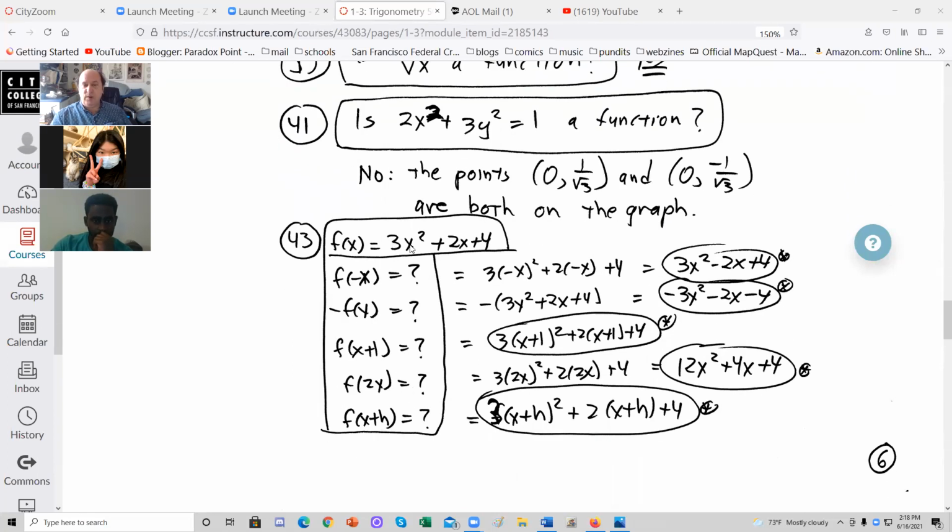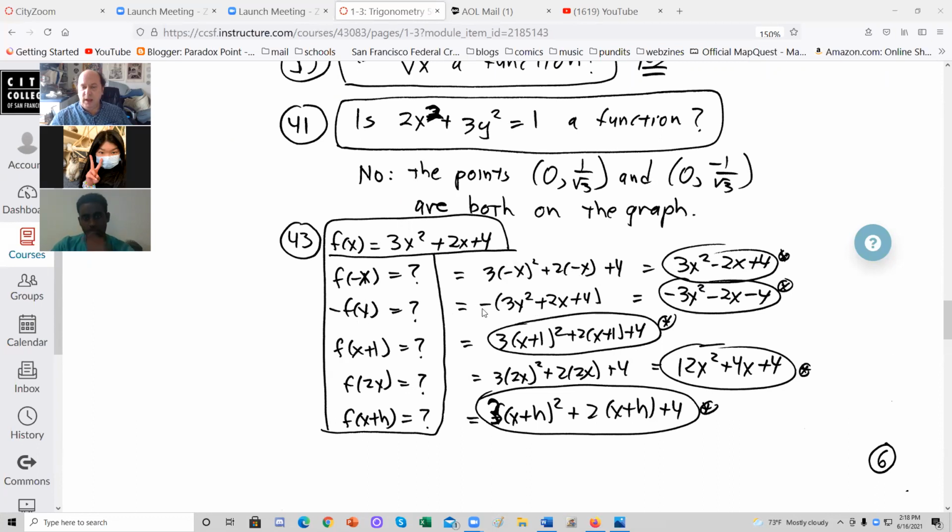Here we have the function 3x squared plus 2x plus 4. We want to know f of negative x, negative f of x plus 1, f of 2x, and f of x plus h. Well, f of negative x, you plug in a negative x here and here: 3 times negative x squared, plus twice negative x plus 4. The square of negative x squares away the negative. Here, the negative stays. So you get 3x squared minus 2x plus 4.